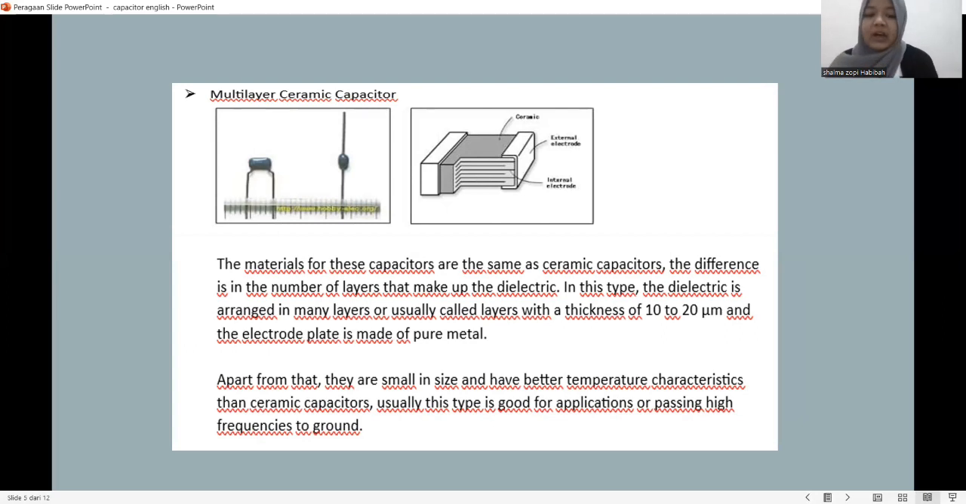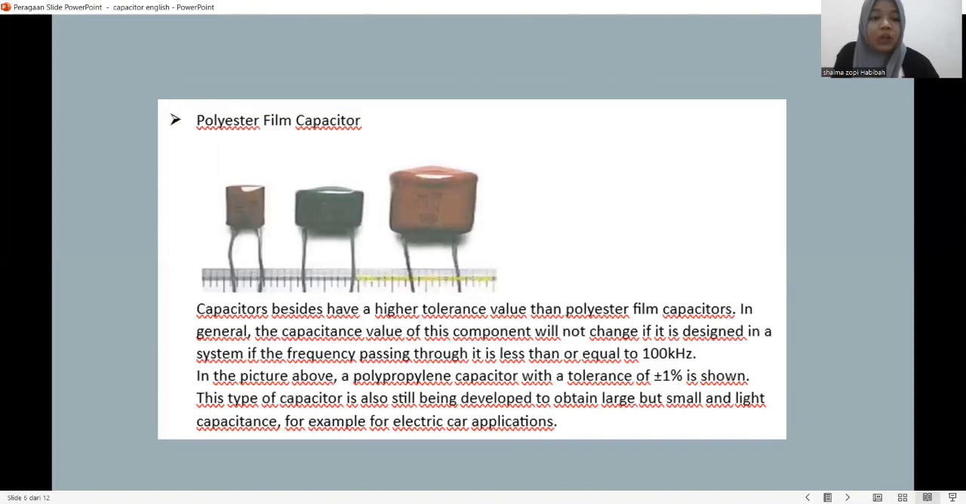Apart from that, they are small in size and have better temperature characteristics than ceramic capacitor. Usually, this type is good for application of passing high frequencies to ground. Next, polyester film capacitor. Capacitor of this type has a higher tolerance value than polyester film capacitor. In general, the capacitance value of this component will not change if it's designed in a system if the frequency passing through it is less than or equal to 100 kilohertz.